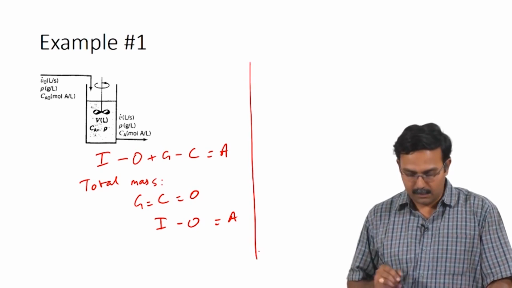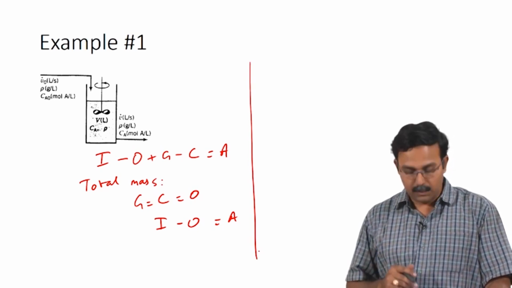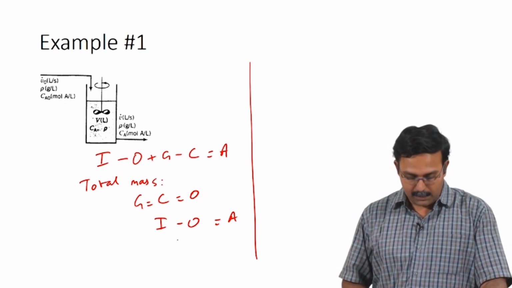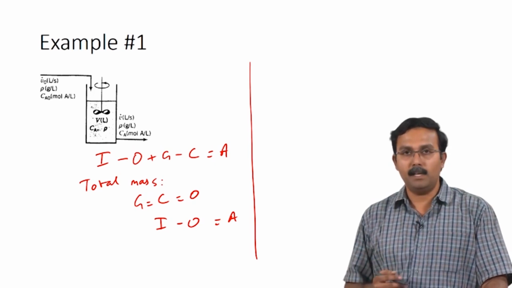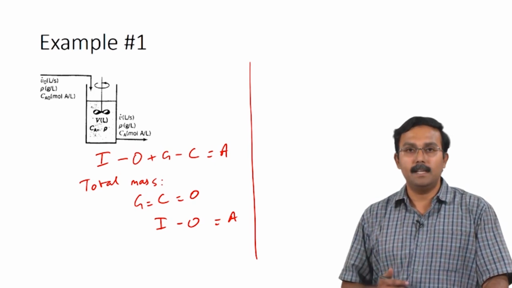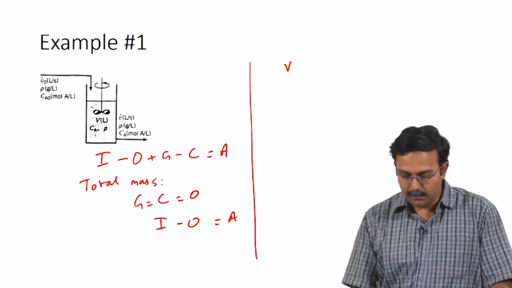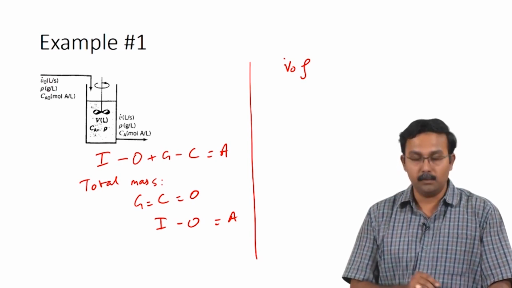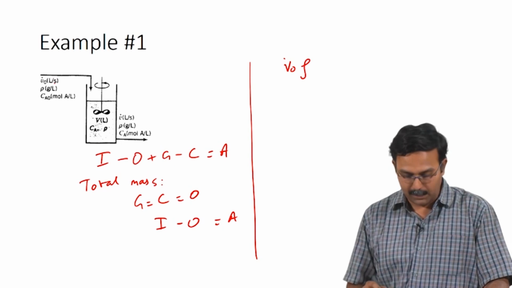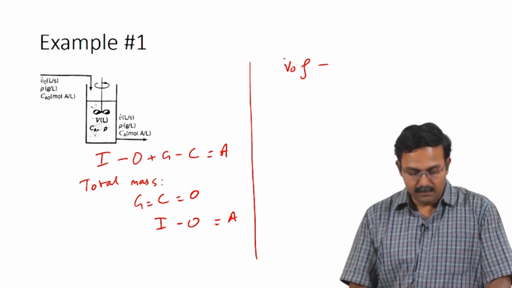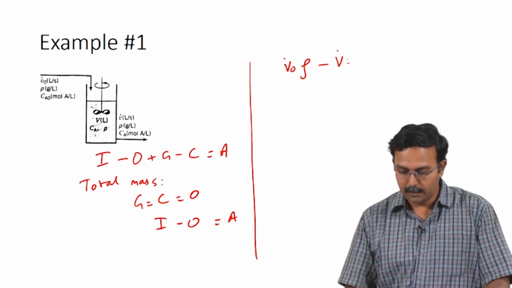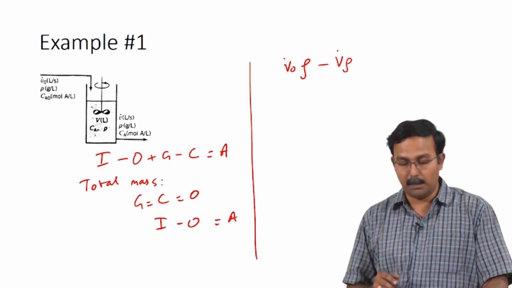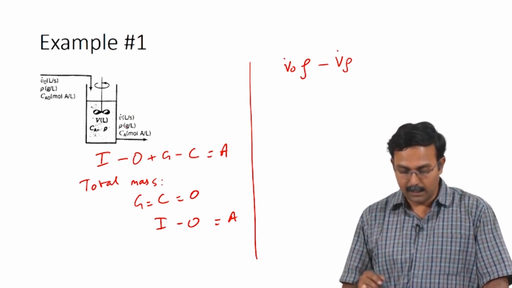Now we have to account for the mass which is entering the system and the mass which is leaving the system. The total mass entering the system can be obtained by the volumetric flow rate multiplied with density. That would be V naught dot times rho, giving liters per second times grams per liter, which gives a mass flow rate of grams per second, and your output stream would be V dot times rho. Here V dot is the volumetric flow rate in liters per second and rho is density in grams per liter, giving you grams per second, again a mass flow rate.